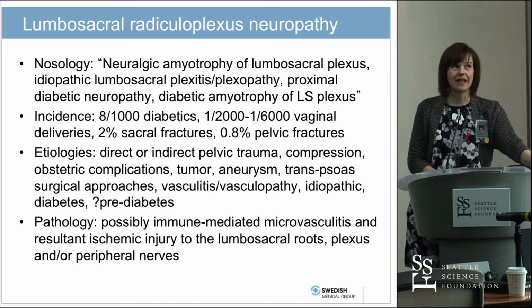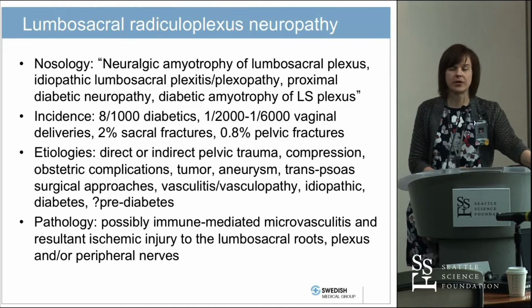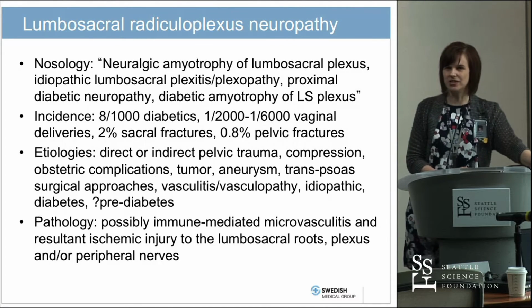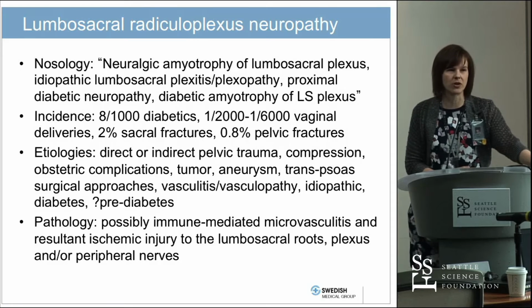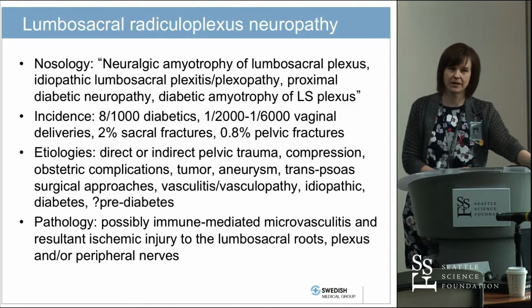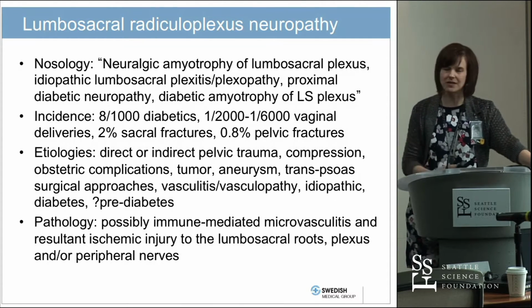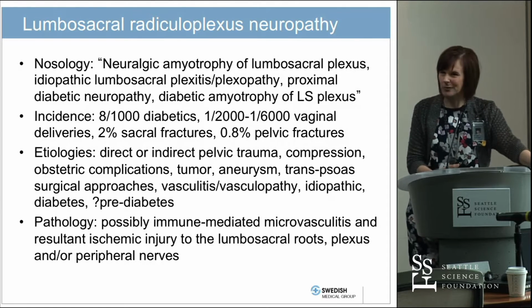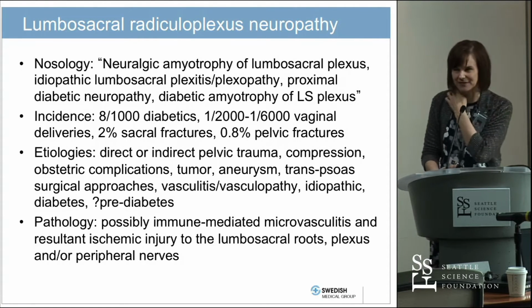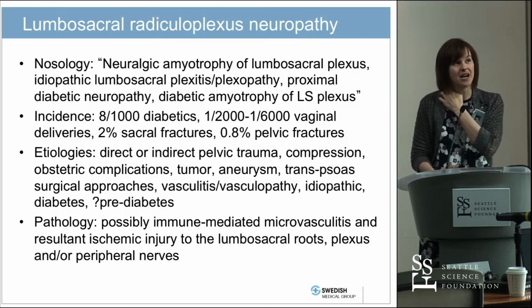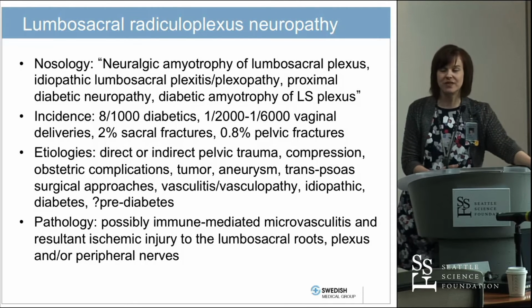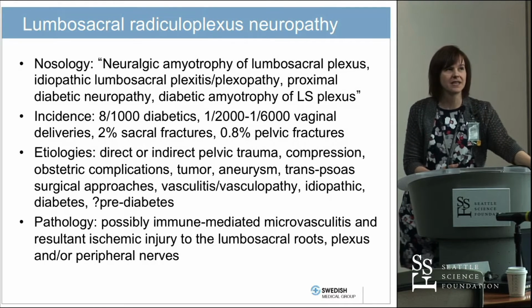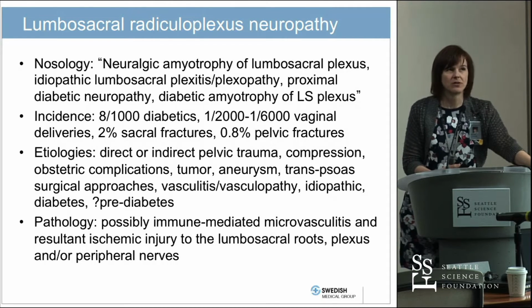So let's talk about lumbosacral radiculoplexus neuropathy, which is the term that they like us to use for what has previously been called neuralgic amyotrophy of the lumbosacral plexus. See, the terminology gets you every time in these things. Can't even decide what we want to call it. So about 8 out of 1,000 diabetics, and about 1 out of every 2,000 to 6,000 vaginal deliveries, and then of course various fractures can result in plexopathy. So pelvic trauma, compression, obstetric complications.